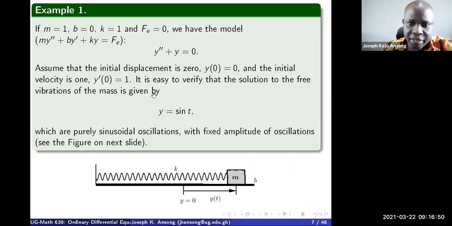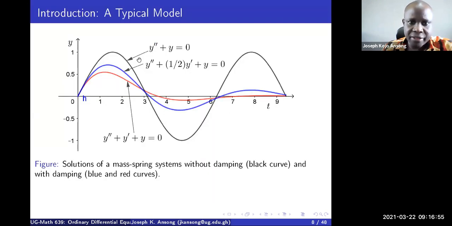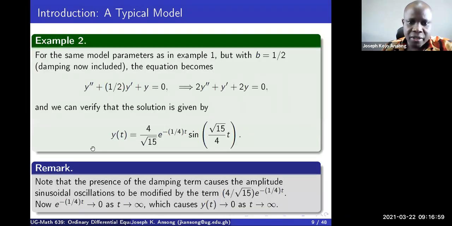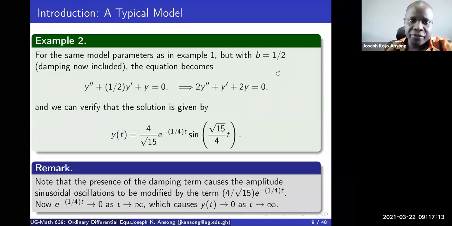So sine t is basically a solution to this differential equation and is given by this sine curve, right? Okay, good. Now, for this second case, the same example, but now instead of b being 0, I take b to be equal to 1 over 2. Okay, b is just half. And so we've added some kind of damping or frictional force, if you like.